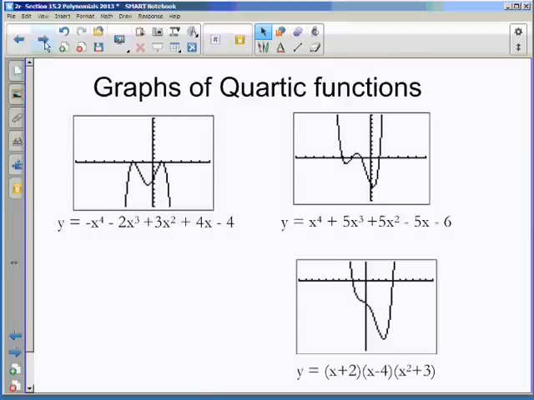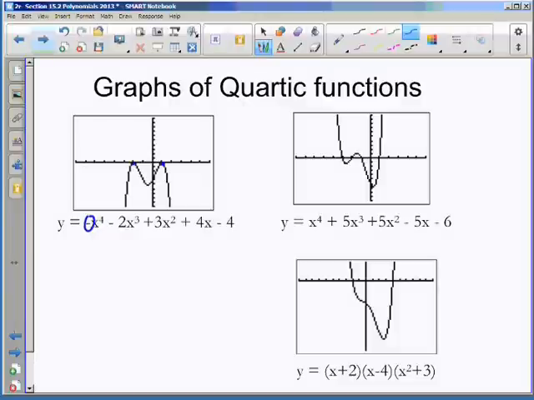Okay, graphs of quartic, these are degree 4, and you can start to see some patterns here. Notice the number of zeros. You're going to have 4. You're going to have 2 real zeros, and each of them are double zeros. Also notice that the leading coefficient is negative, and this thing opens down, much like a parabola would if it had a negative in front of the x squared term.